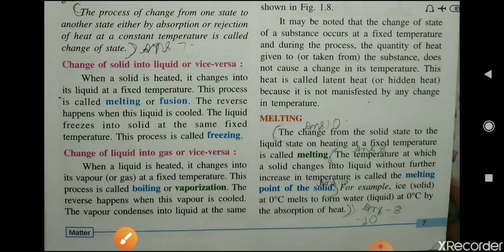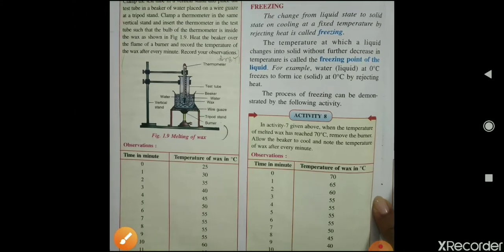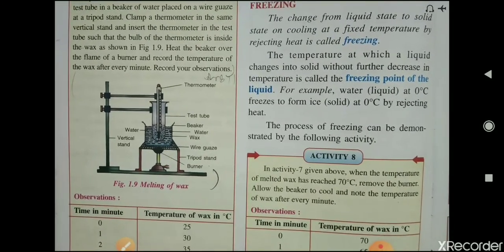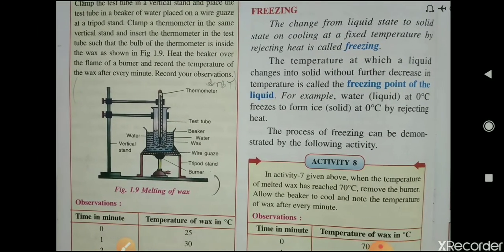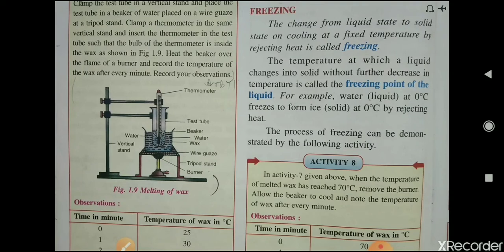Okay. Now freezing. The change from liquid state to solid state on cooling at a fixed temperature by rejecting heat is called freezing. The temperature at which a liquid changes into solid without further decrease in temperature is called the freezing point. For example, water at 0 degree Celsius freezes to form ice, that is solid, at 0 degree Celsius by rejecting heat.